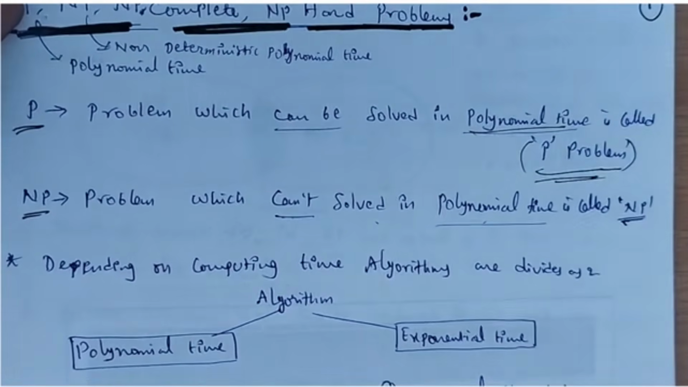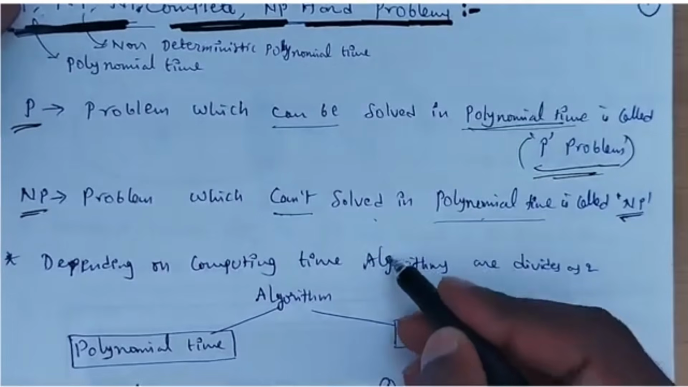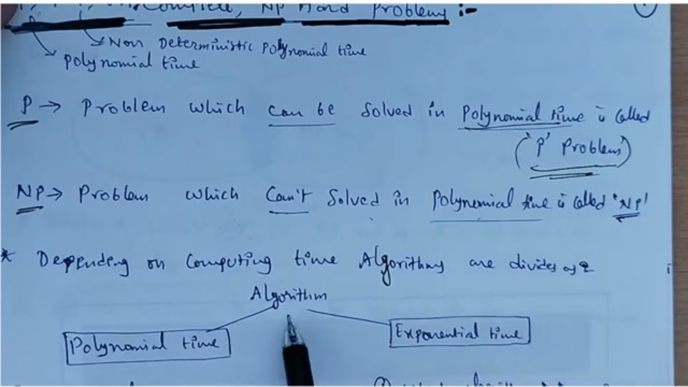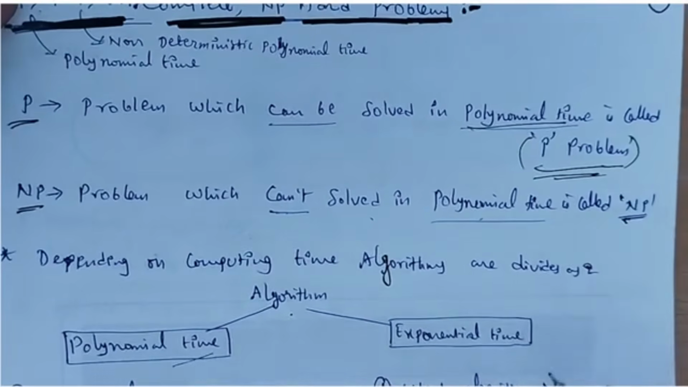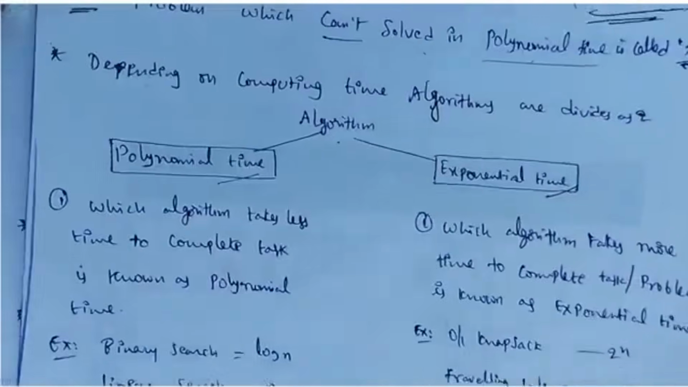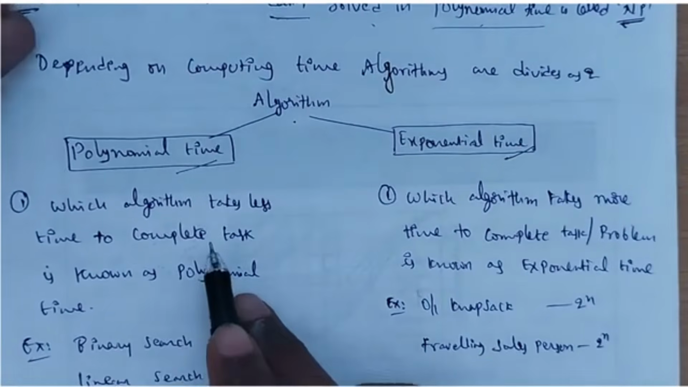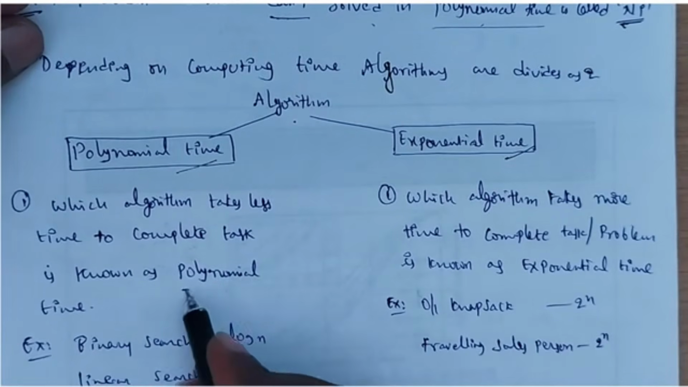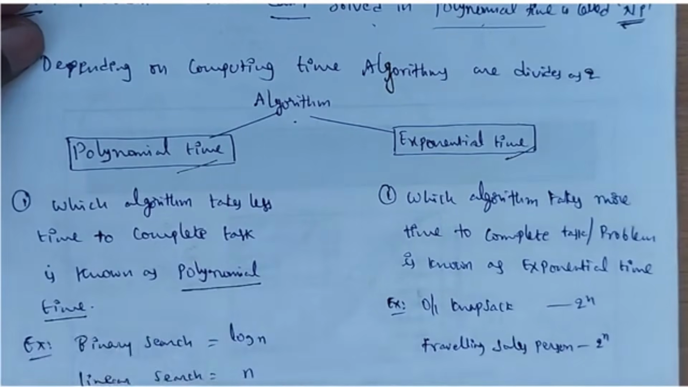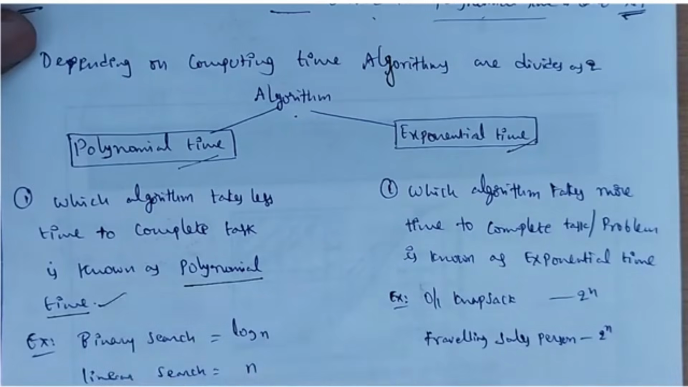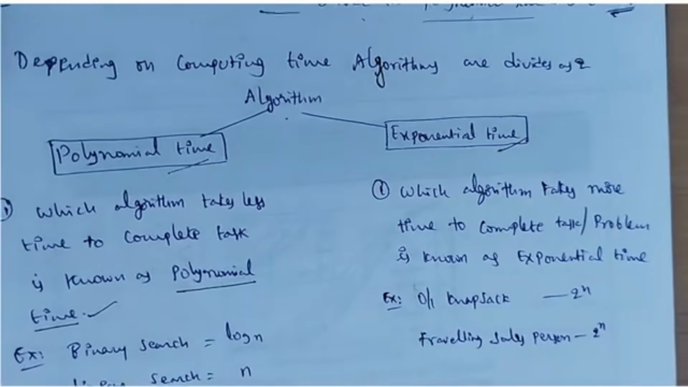Depending on computing time, algorithms can be divided into 2 types. The first one is polynomial time algorithms, the second one is exponential time algorithms. Any algorithm which takes less time to compute the task is known as a polynomial time algorithm.